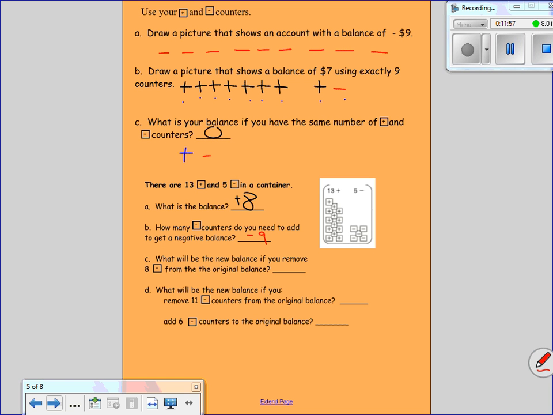What will the new balance be if you remove 8 negative counters from the original balance? So if I remove 8 from a positive 8, my answer is going to be 0.